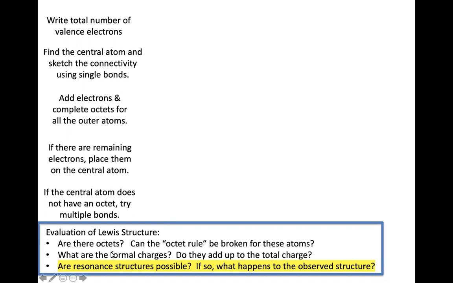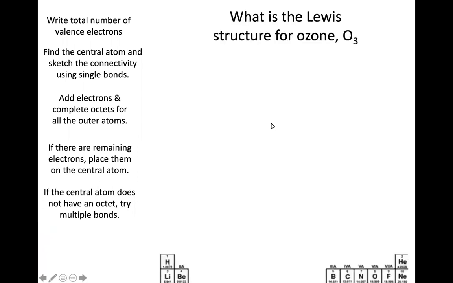We want to be able to assign formal charges. And then another thing we can ask when we hit a Lewis structure is, well, are resonance structures possible? And what would that mean? So resonance structures, that's a new idea for us. Let me illustrate that by looking at the structure for ozone, which is O3.